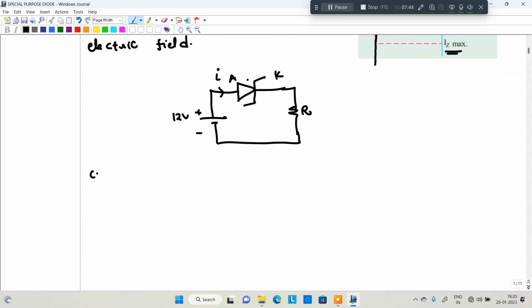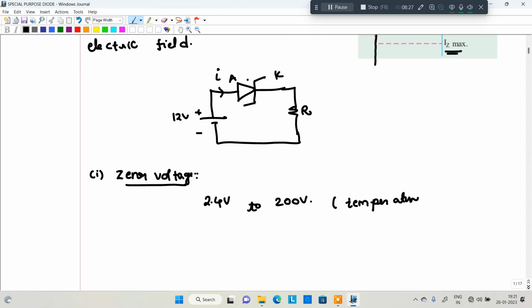The first terminology is the Zener voltage. The Zener voltage is the minimum voltage of the Zener diode, after which the voltage remains constant and the Zener diode conducts. The available Zener diode voltage is from 2.4 volt up to 200 volt. That is the voltage range available when you are going to design practically. This voltage depends upon the temperature. Very, very important: the Zener voltage is temperature dependent.